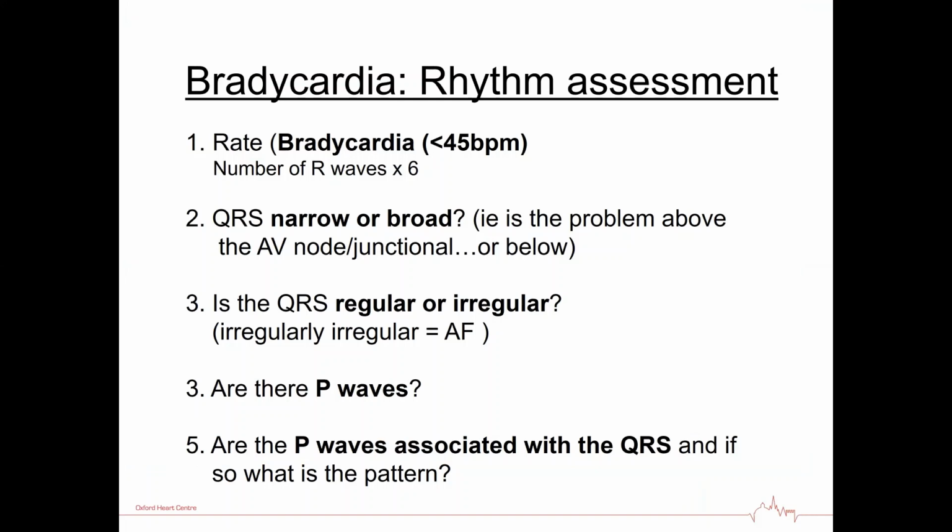So just a quick reminder, if you did miss the ECG talk, when you see a bradycardia ECG, calculate the rate. The simplest way to do that in a slow ECG is look at the number of R waves and times it by 6.